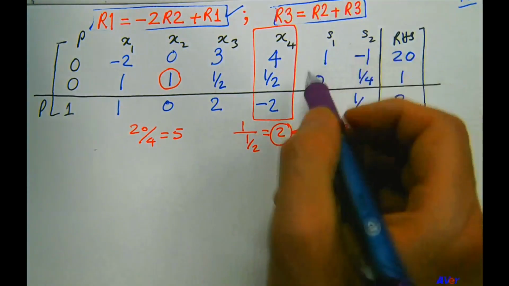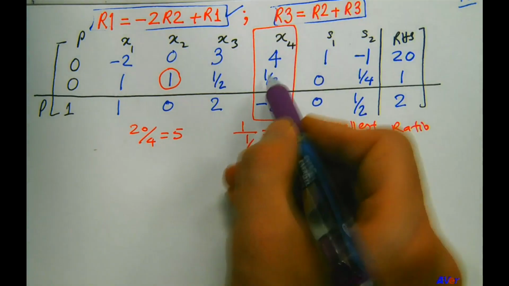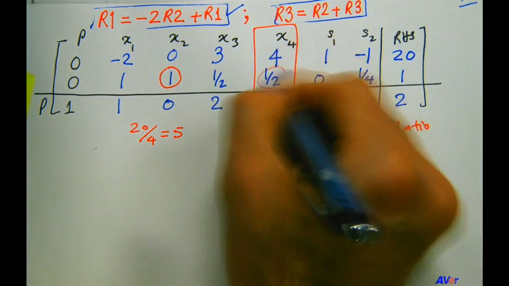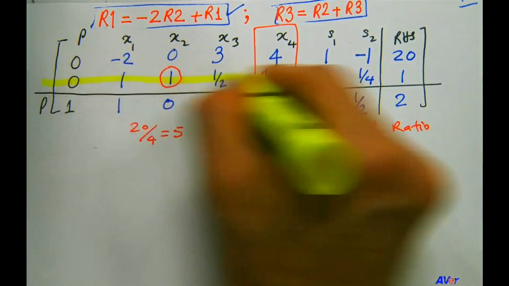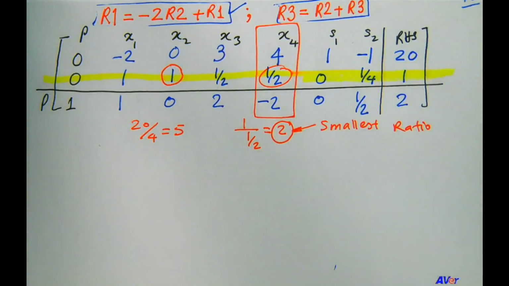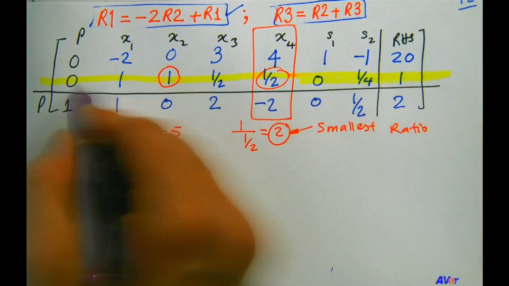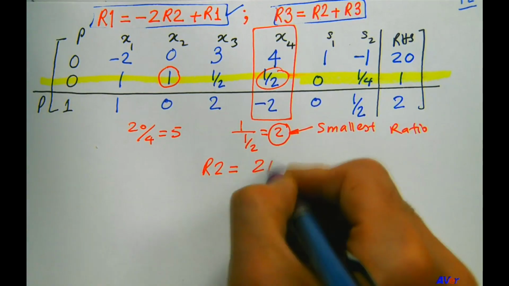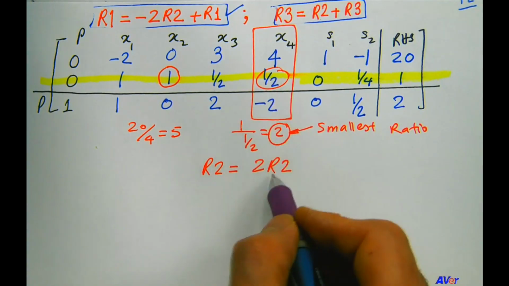Okay, so that means we need to convert this 1/2 to 1. Right? So this 1/2 needs to be converted to 1. The operation to accomplishing that is very easy. Simply multiply row 2 by 2. To replace row 2, multiply that row 2 by 2.